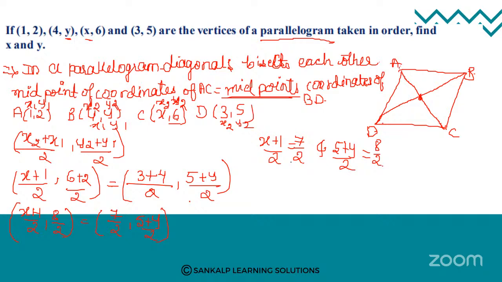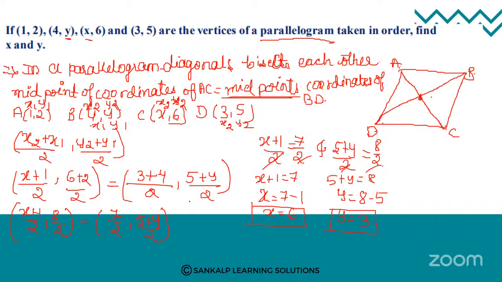In all cases, 2 is in the denominator, so 2 will get cancelled. So you will get x plus 1 is equal to 7 and 5 plus y is equal to 8. Right? When you transfer plus 1 to this side, x is equal to 7 minus 1. That is, x is equal to 6 you will get. So this is the value of x, and y is equal to 8 minus 5, that is 3. So this is the value of y. X value is 6 and y value is 3. Okay. So find x and y: x is equal to 6 and y value is 3.